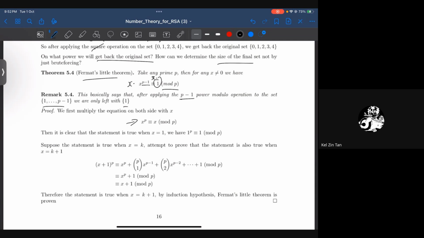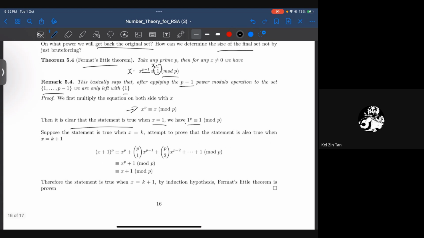Okay, not sure if you all have learned that before, but we have to prove the base case and then the inductive case, and then we basically say that this is true for everything. So suppose that, okay, it's clear that the statement is true when x is equal to 1, right? Because 1 multiplied by whatever powers will always be equal to 1. So 1 to the power of p is equal to 1.